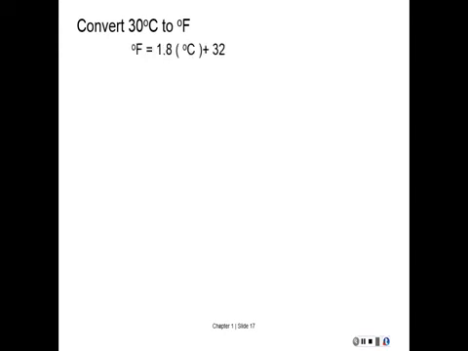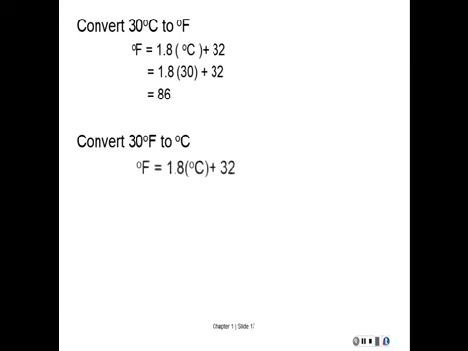Now here's the first one. I'll write down my formula. I make my substitution. For the centigrade, I put in a 30. I do the math, and there is that. So 86 degrees Fahrenheit is my answer. Couldn't be simpler. But I'm going to use the same formula for the next one.